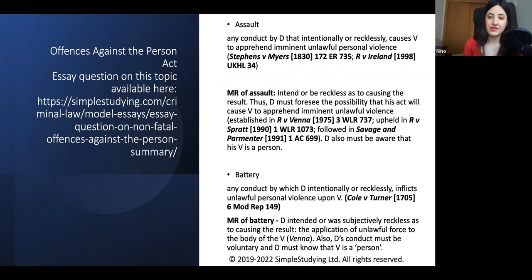Battery is conduct which intentionally or recklessly inflicts unlawful personal violence, whereas in the case of assault, it causes the victim to believe that unlawful violence will be inflicted upon him. There are cases that you need to know about this: Ireland, Venna, Spratt. Make sure that you have a look at our notes where we explain all these cases and what you need to know from them.